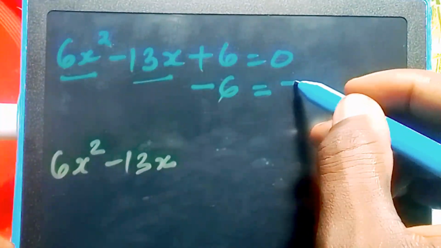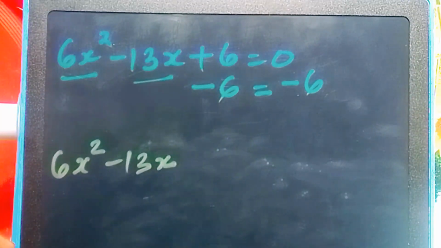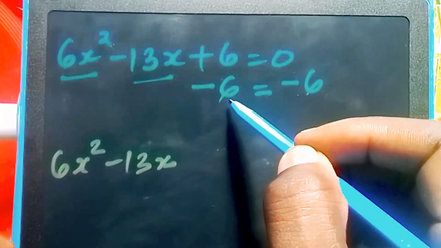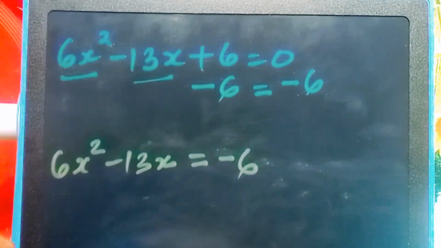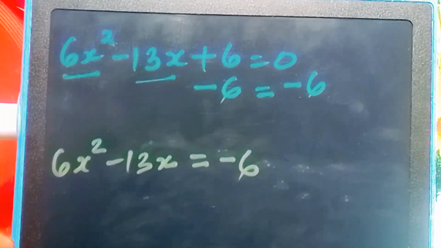And what we've done here, we do on the second side. So 6 minus 6 is a 0. 0 minus 6 is a minus 6. So we are done with that. So we move to the next step.